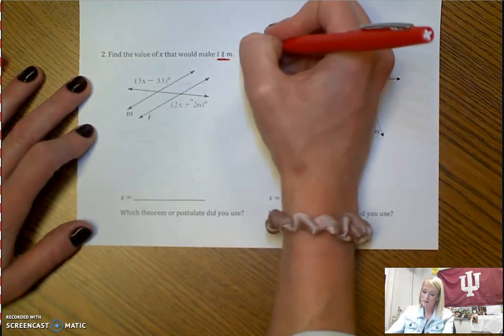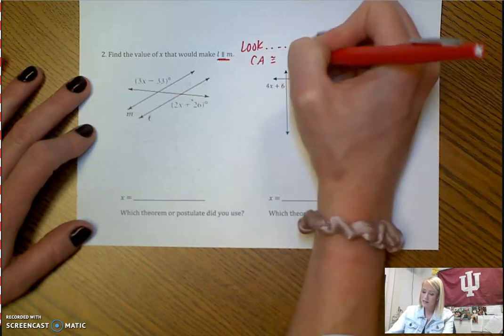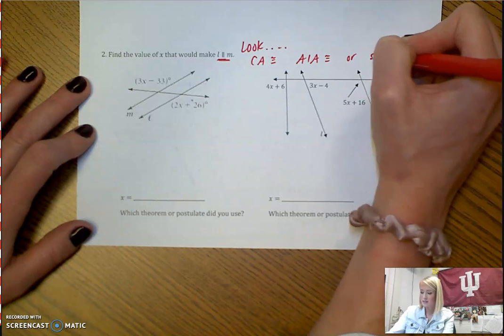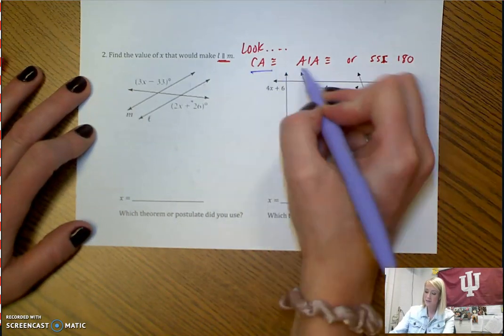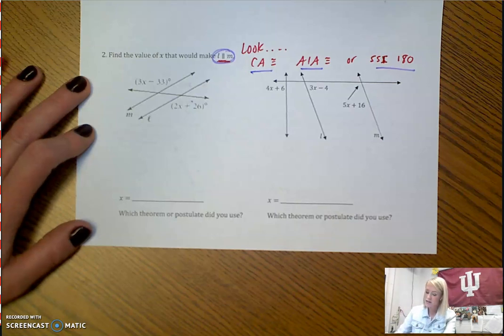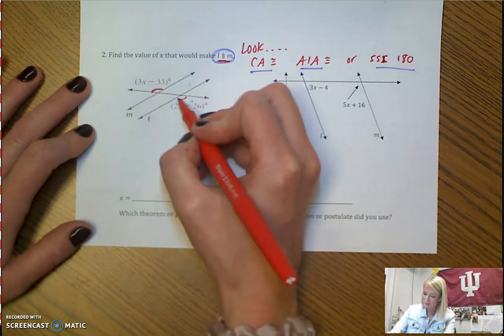Now, one of these things has to happen. Correspondings have to be congruent, AIAs have to be congruent, or SSIs have to be 180. One of these things has to be true for the lines to be parallel. So I need to make one of these things happen. That's what I'm going to think to get my x value. So if I look at this picture here, they're talking about this angle and this angle.